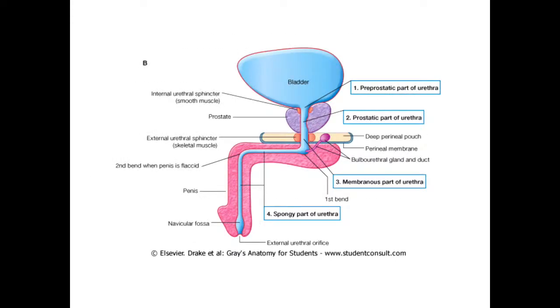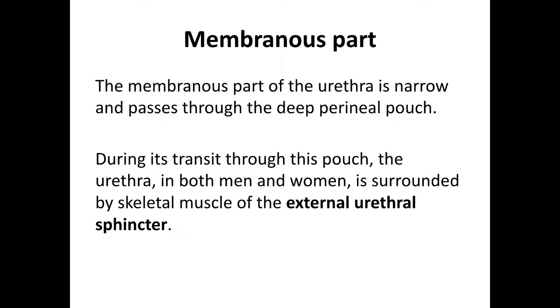Now let's start talking about our membranous part of the urethra. The membranous part of the urethra is the narrowest part of the urethra, and again it is down in the deep perineal pouch. During its transit through this pouch, the urethra in both men and women is surrounded by skeletal muscles, and these skeletal muscles create the external urethral sphincter.